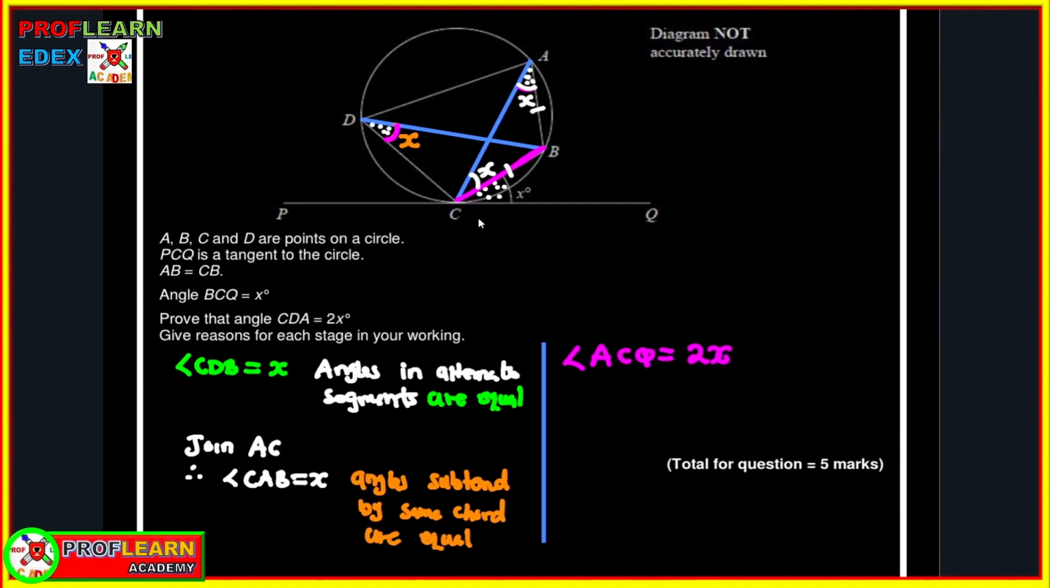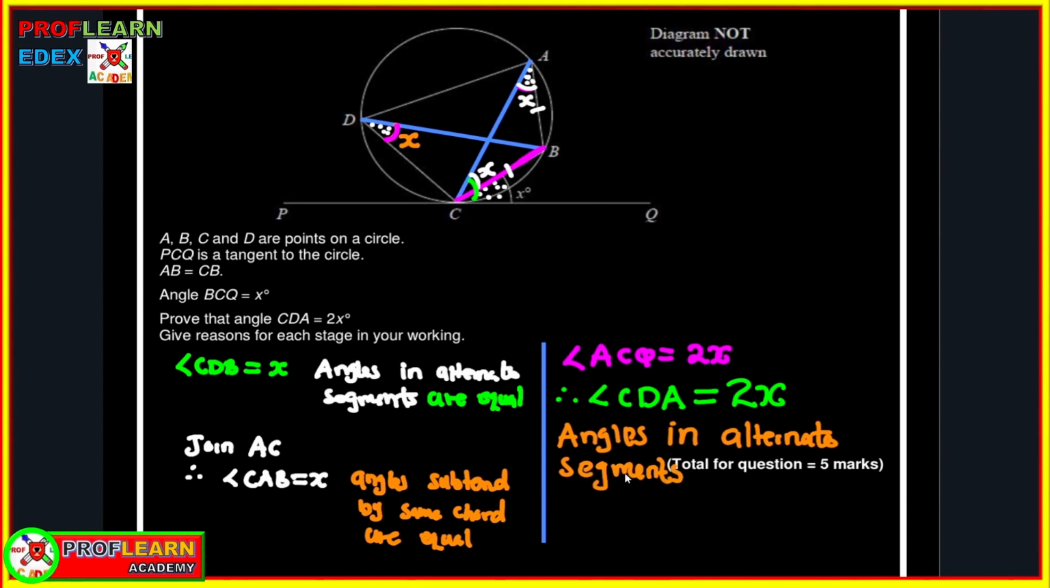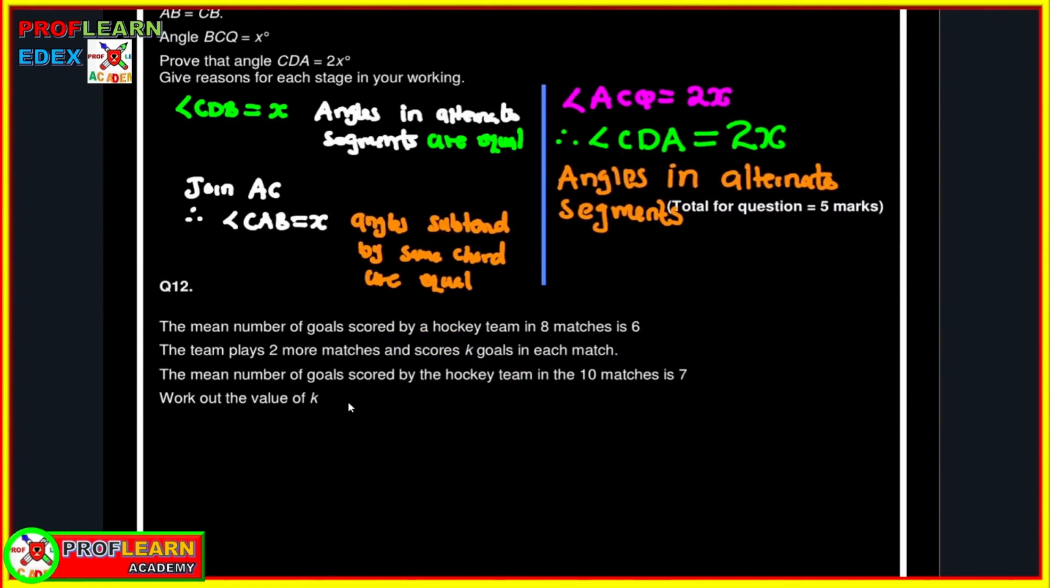So we are going also now to say the entire angle C is going to be equal to angle CDA, yeah, because this is a CDA equals 2x, because angles in alternate segments are equal, because you can see all of that is shown there.